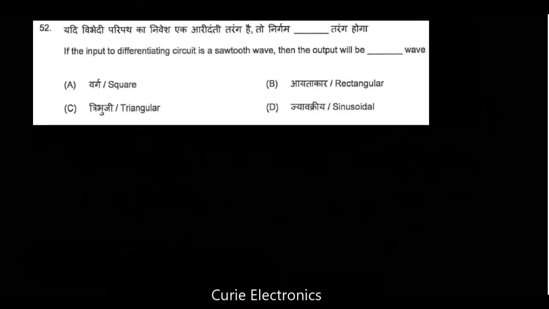Question number 52. If the input to a differentiating circuit is a sawtooth wave, then the output will be. So how is the differentiating circuit with the op amp?